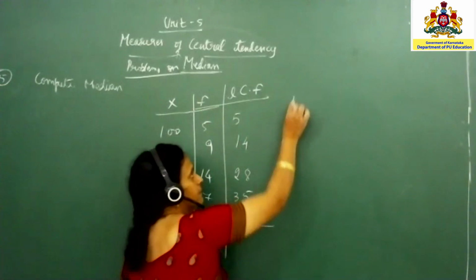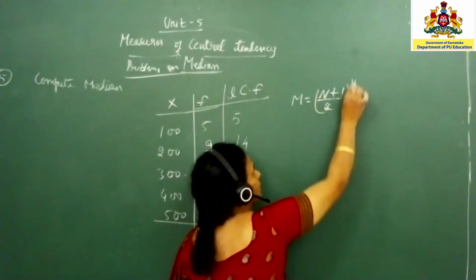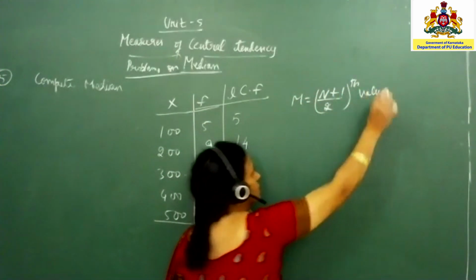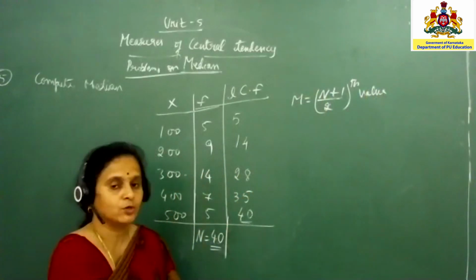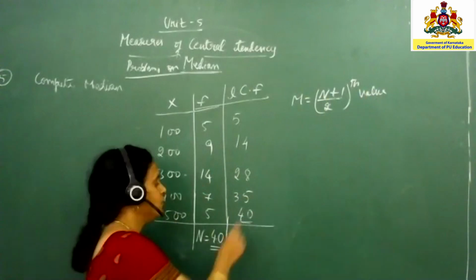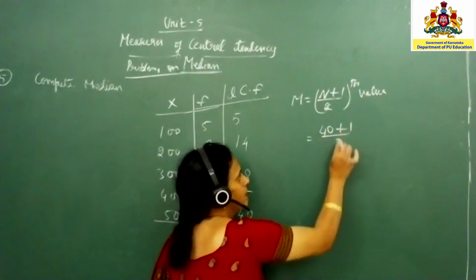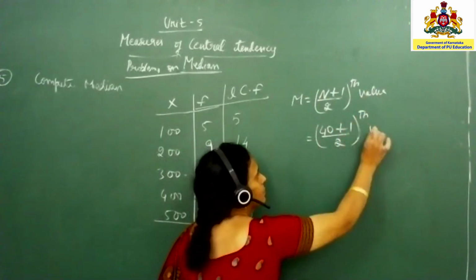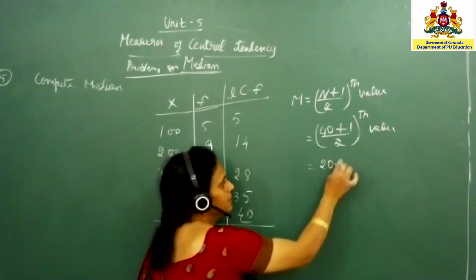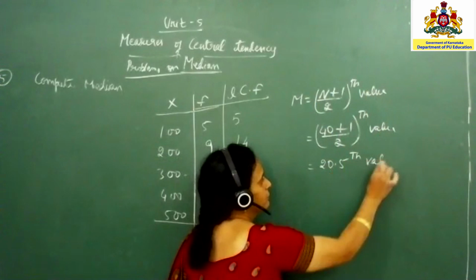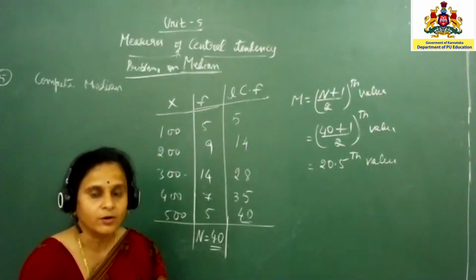Next, I have to find the median. The median is given by the N plus 1 by 2 value. Here is a small change in the formula. Previously I used small n, now I am using capital N because we have the total frequency given. N is 40, just take that 40 here. 40 plus 1 by 2. What is 40 plus 1? 41. 41 by 2 is 20.5. So the 20.5th value. Now there is a small change in how to get the median compared to the raw data.